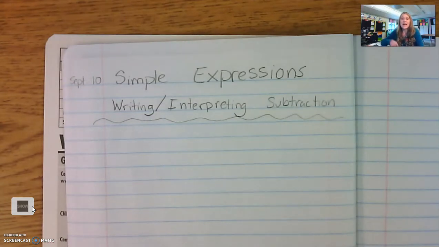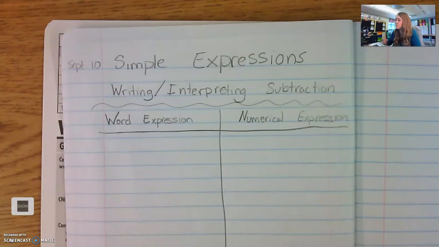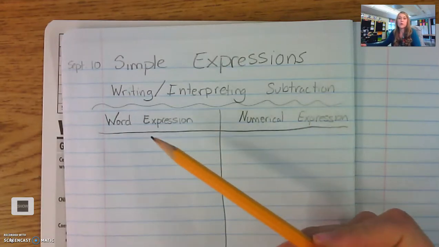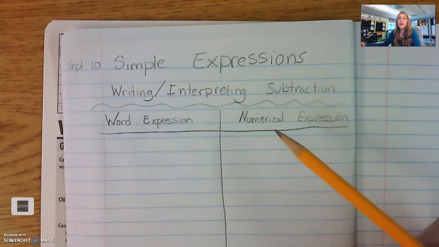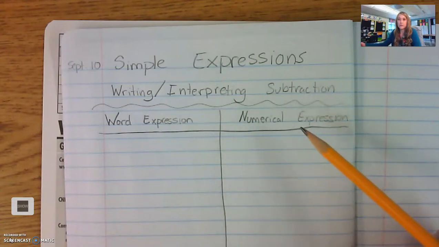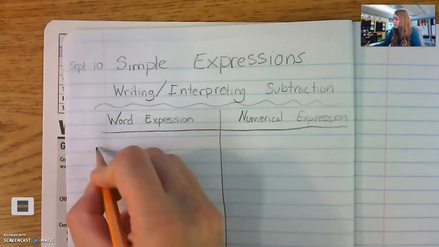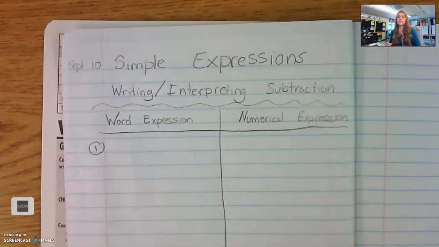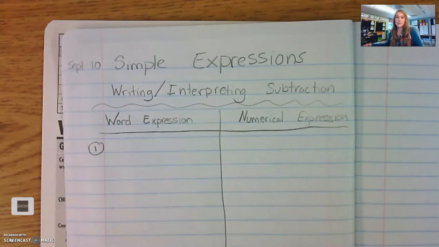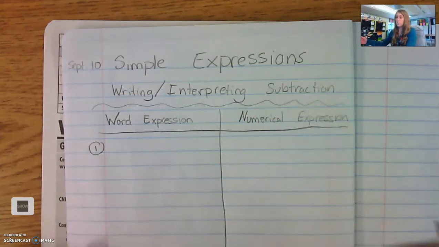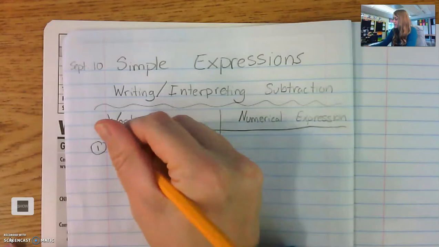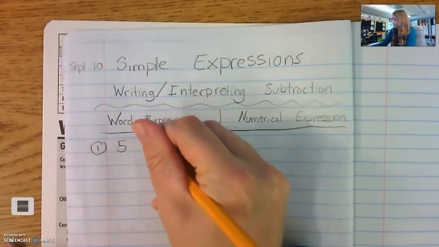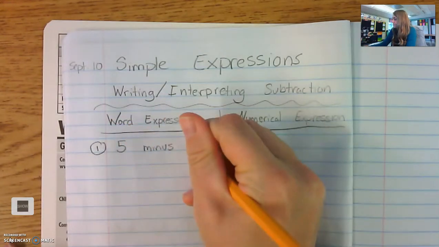All right, next I would like for you to make a T-chart like I have on my page. On the left column, go ahead and write word expression, and on the right, numerical expression. All right, so let's look at one example of how we might see subtraction written in word form. We might see something like this: 5 minus 3.